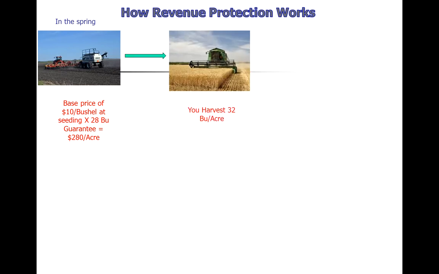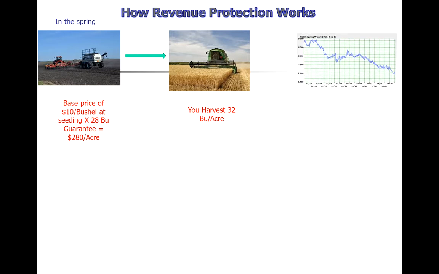So going forward, we go harvest this crop now and we've cut 32 bushels. Normally, if you harvest 32 bushels on the old crop insurance program, you would not have got a payment, right? Because 32 is above the 28 bushel guarantee. But since this is a revenue product, we'll take you through the steps to see how this is going to work if the market drops.